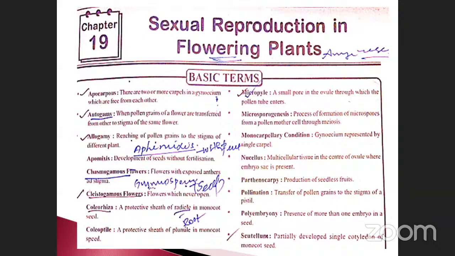Microphyll is mostly found in which one of the following? Seed, fruits, ovule, all of this? Who said all of this is the correct one?